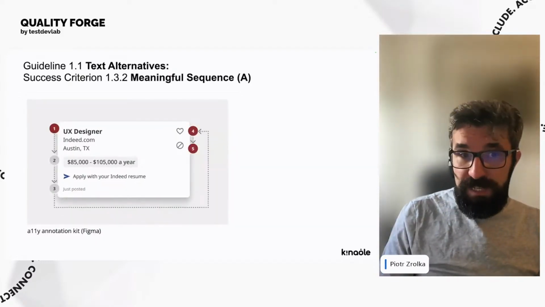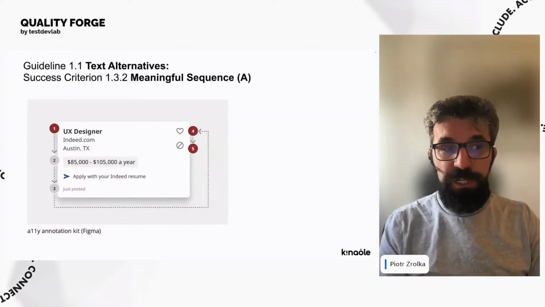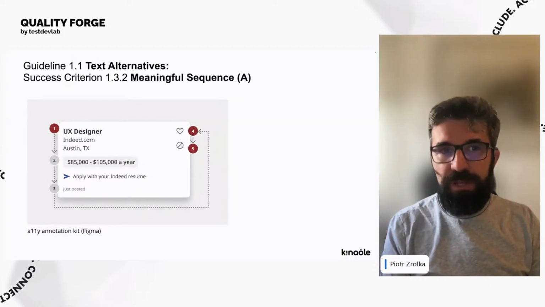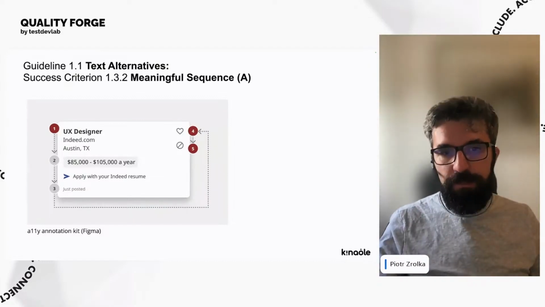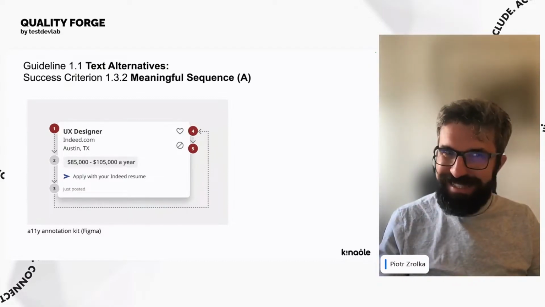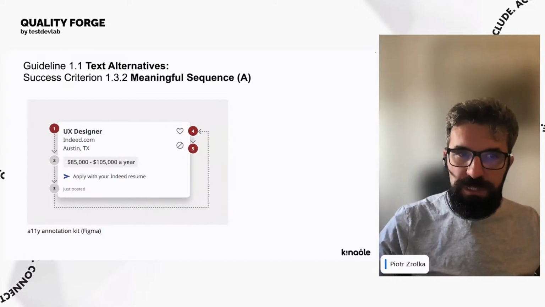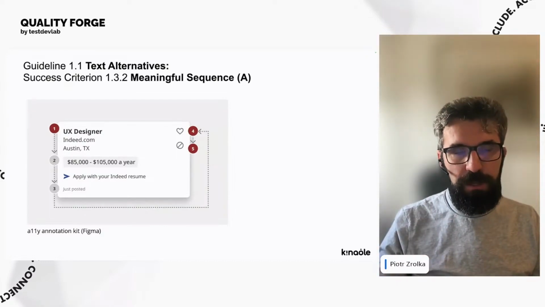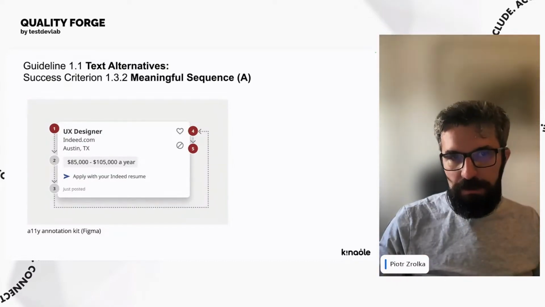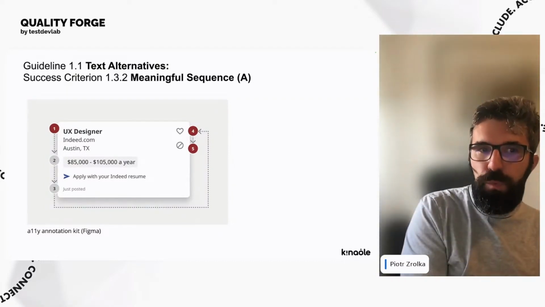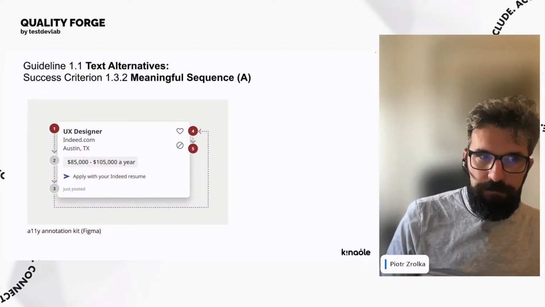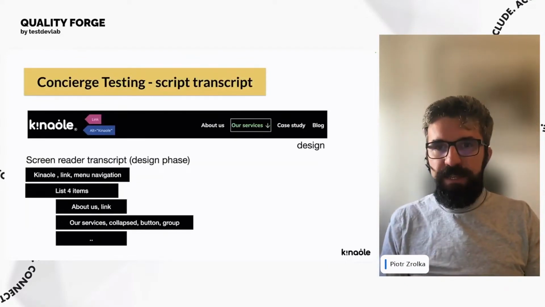Also, the meaningful sequence. WCAG does not tell you what a meaningful sequence is, because for Western and Eastern cultures the meaningful sequence might be slightly different. So it's your decision as the designer, which then influences the developers on how the content should be read step by step. So let's take examples.